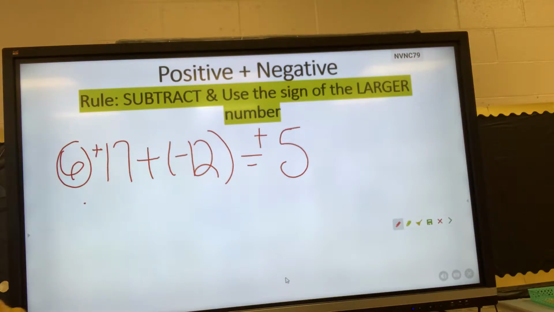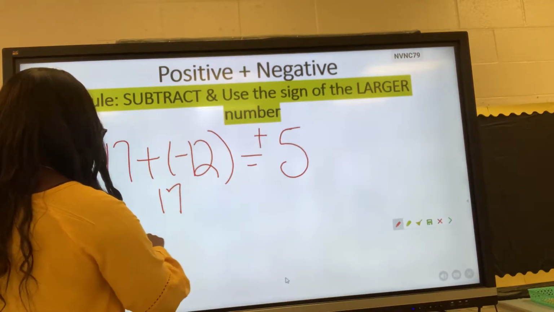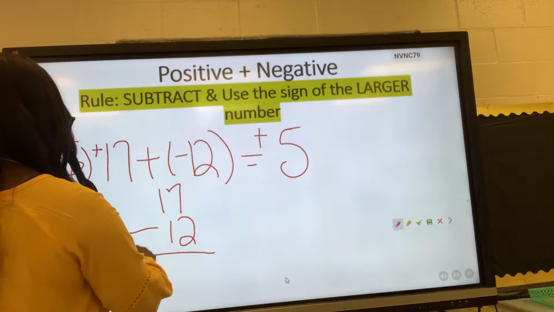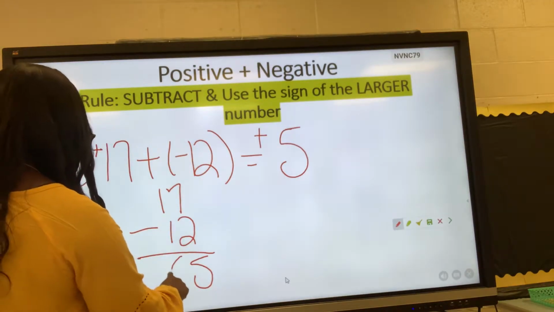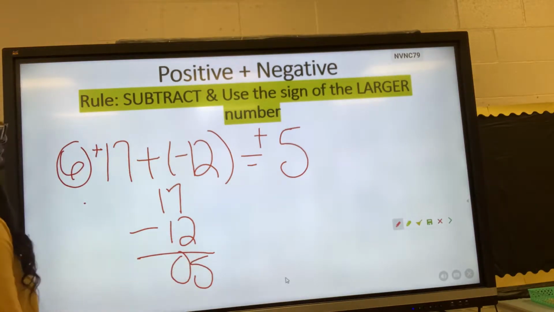Okay, and now if you don't know how to subtract across, we can do it up and down. So we know that 7 minus 2 is 5, and 1 minus 1 is 0. So you can either keep the 0 or leave the 0, but either way, that's the answer.